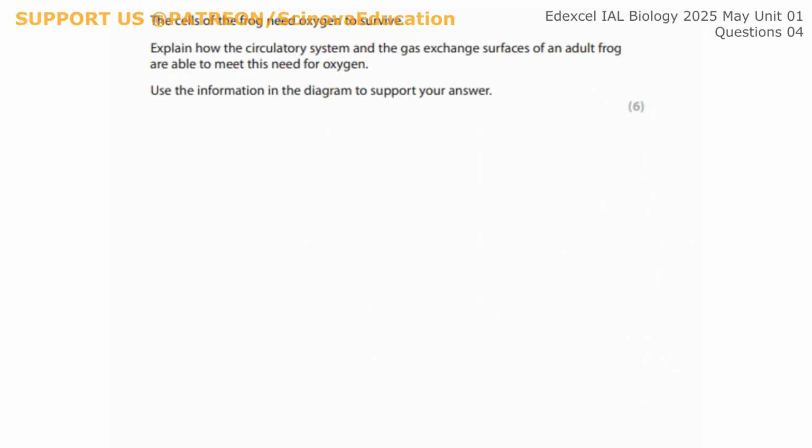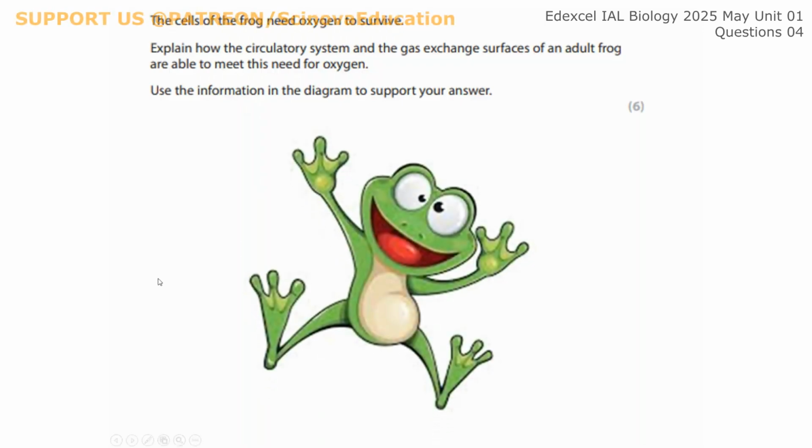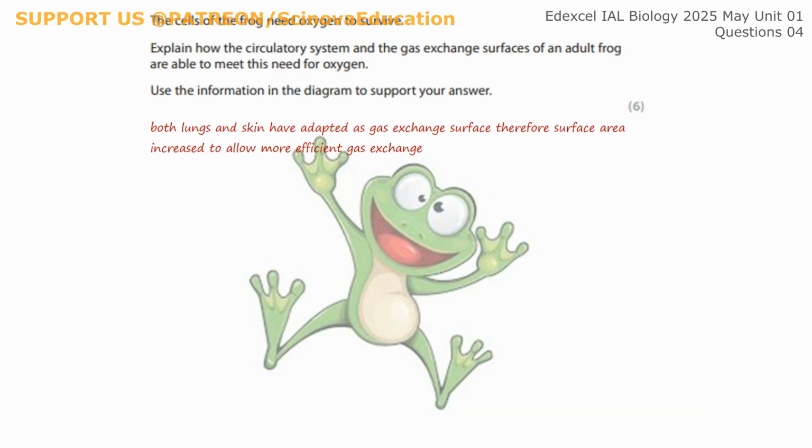The cells of the frog need oxygen to survive. Explain how the circulatory system and the gas exchange surfaces of an adult frog are able to meet this need of oxygen. Use the information in the diagram to support your answer. You can refer to the earlier diagram also, the graph, and we can first comment on the gas exchange surfaces.